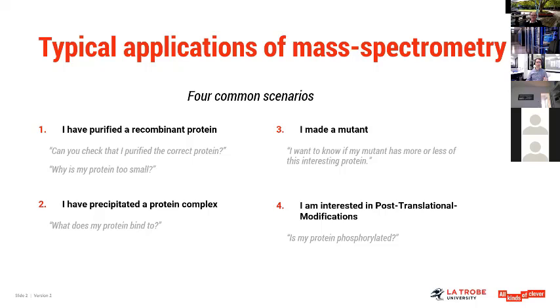So four common scenarios I'm going to cover. One would be, I have purified a recombinant protein in the lab, so I want to check its identity before I do lots of experiments with it. Second one would be, I've precipitated a protein complex, which indeed came up in the question time just before. Third scenario would be, maybe you made a knockout mutant in the lab and you want to see what else has changed in that organism as a result of your mutation. Or four, the final one that I'll cover would be, I'm interested in post-translational modifications, which also came up in question time. So it's nice that we're at least hitting some of the topics that people are interested in.